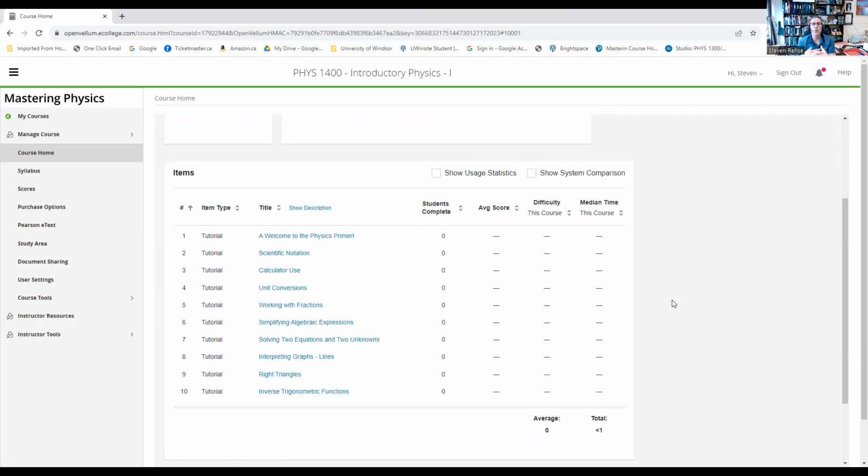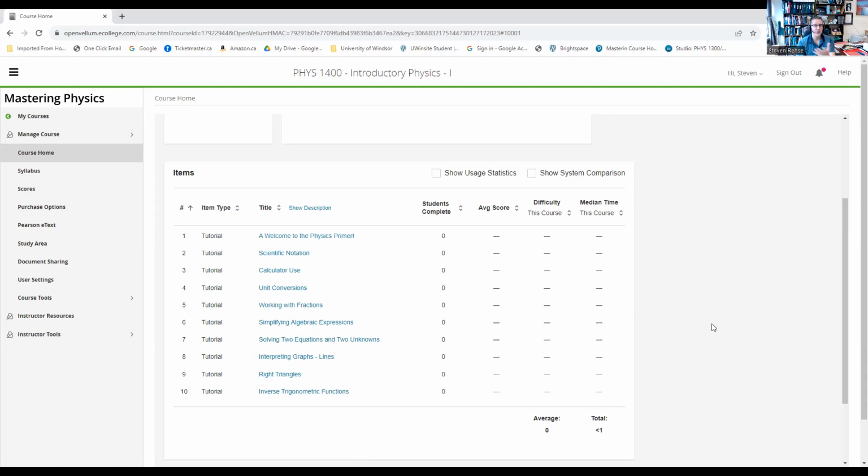These are like tutorials for you. They're going to help you do all these things. So this is a required assignment. Right triangles, what is geometry? How do you solve two equations? How do you simplify an algebraic expression? This is stuff that it is expected you know mathematically coming out of high school.